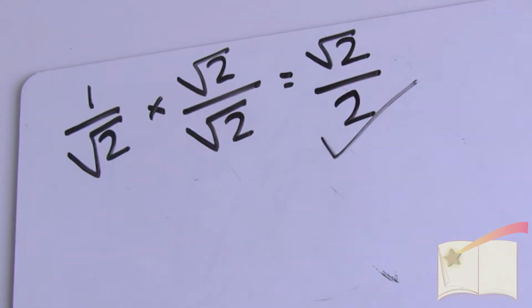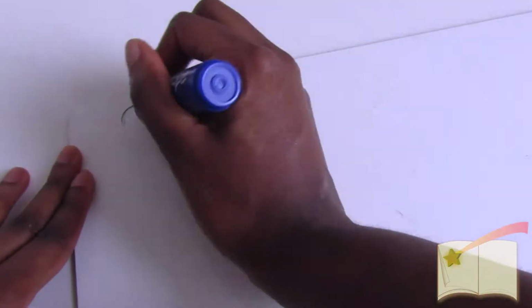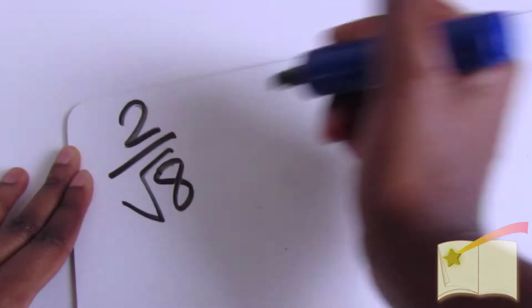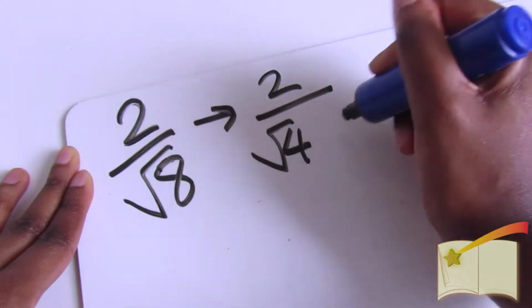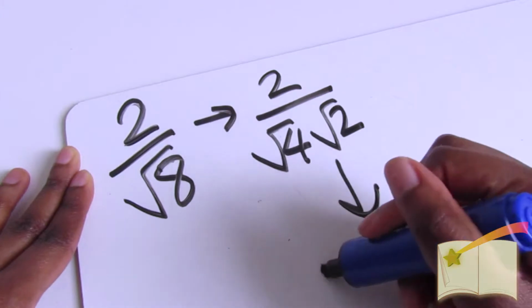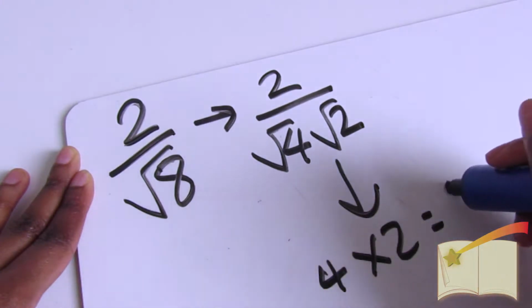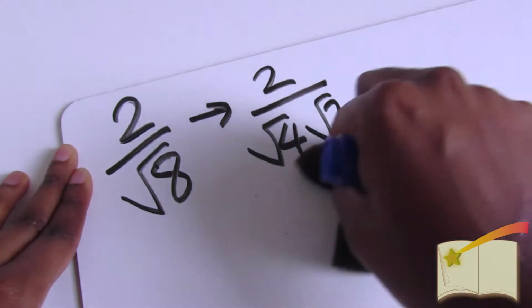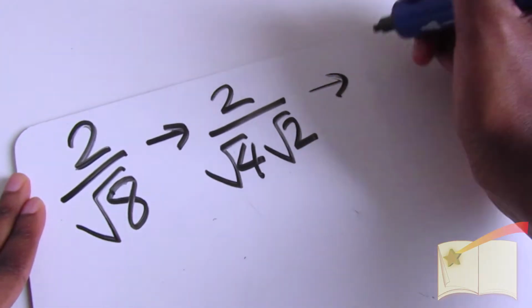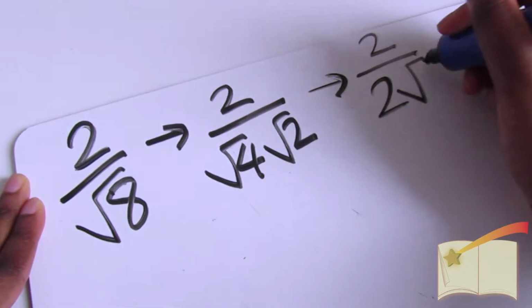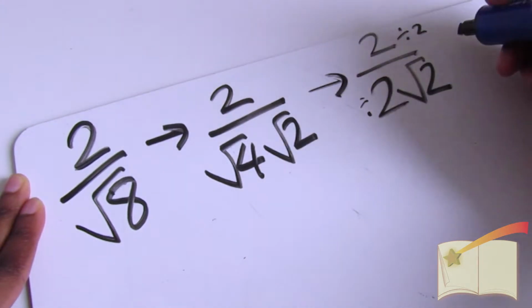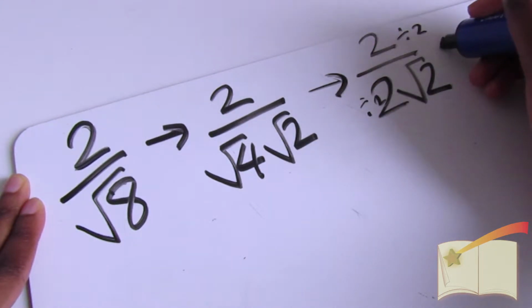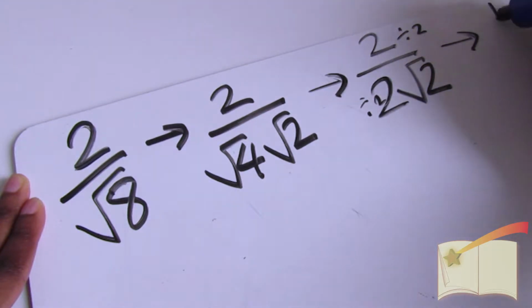Let's try another one. Now we are going to rationalise the denominator when we have 2 over the square root of 8. The first thing you need to do is to simplify the square root of 8. Anytime you have a surd that can be simplified, you should do that first. The square root of 4 multiplied by the square root of 2 is the same as having the square root of 8. So we can rewrite this as 2 over the square root of 4 multiplied by the square root of 2. Then you can simplify by dividing your numerator and your denominator by 2.